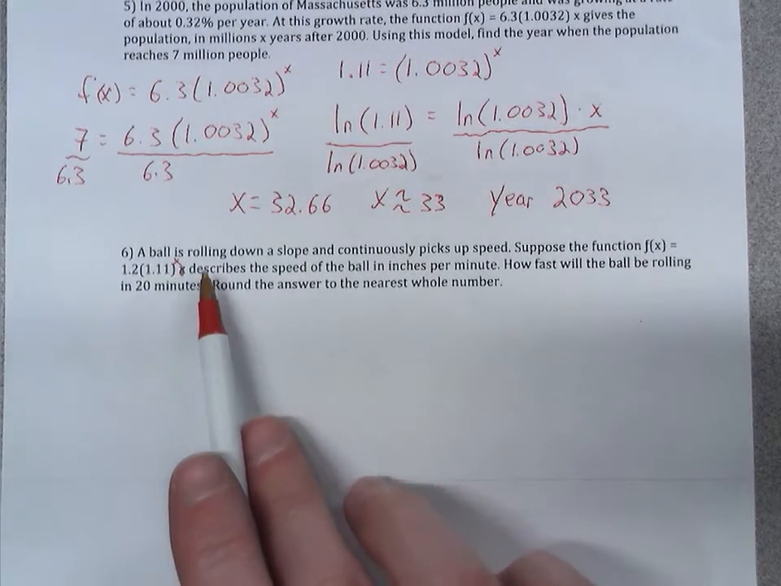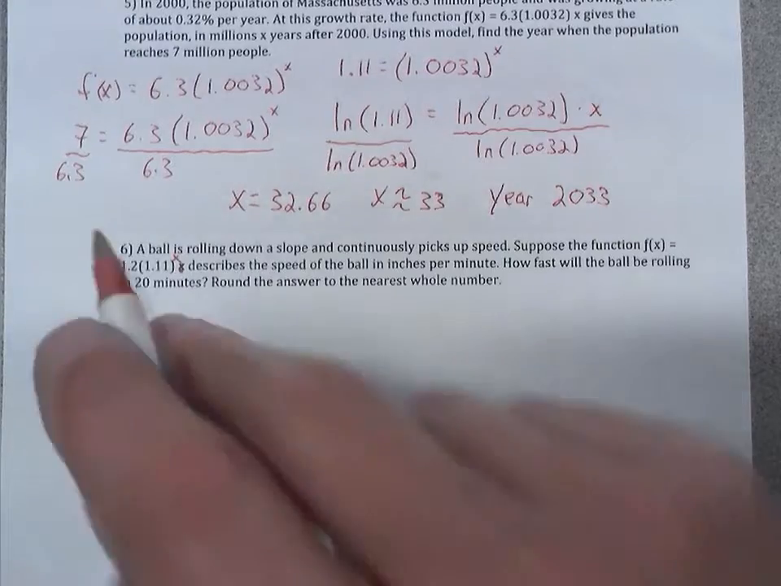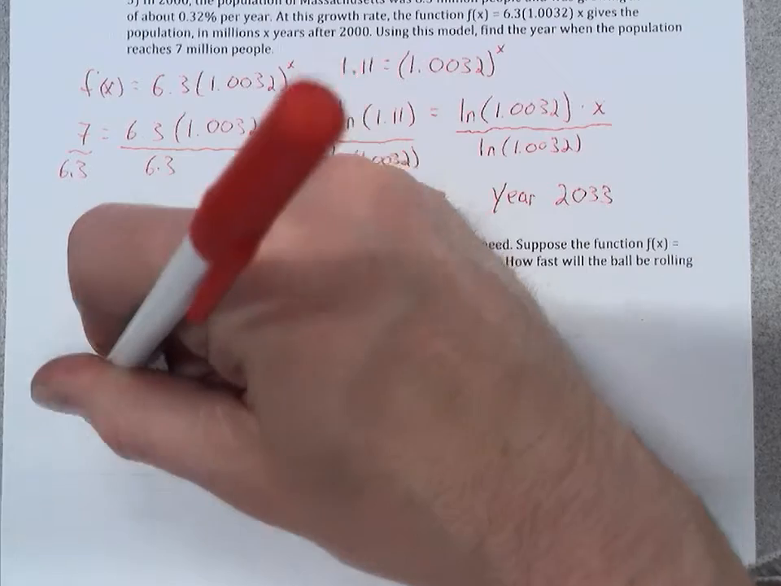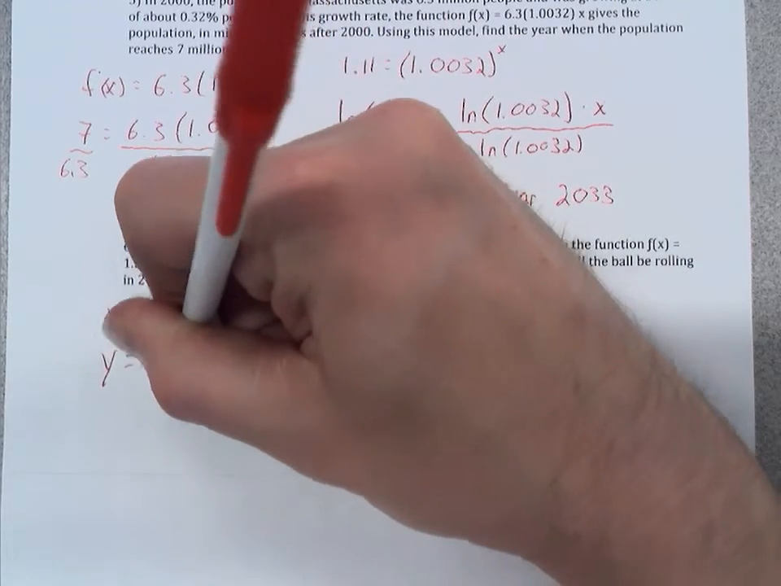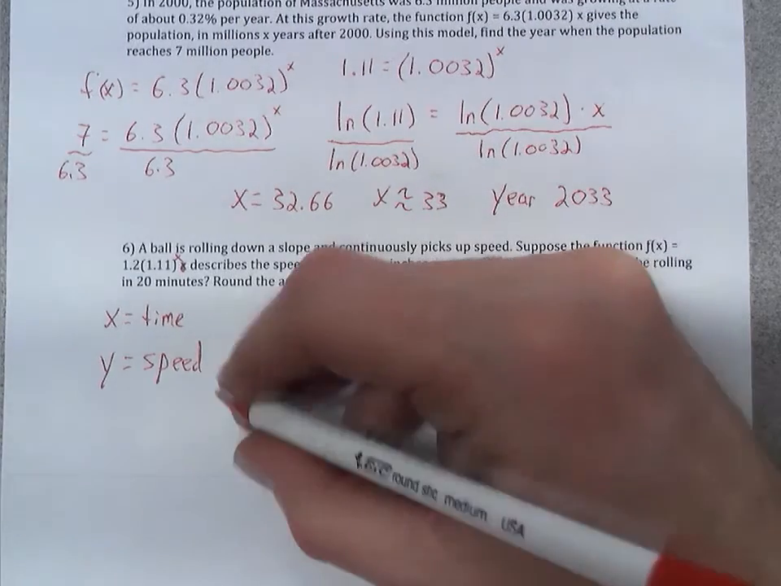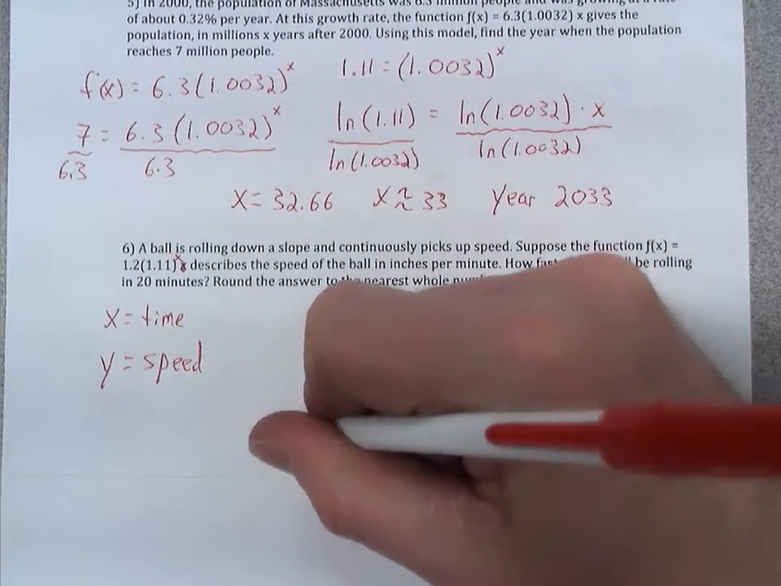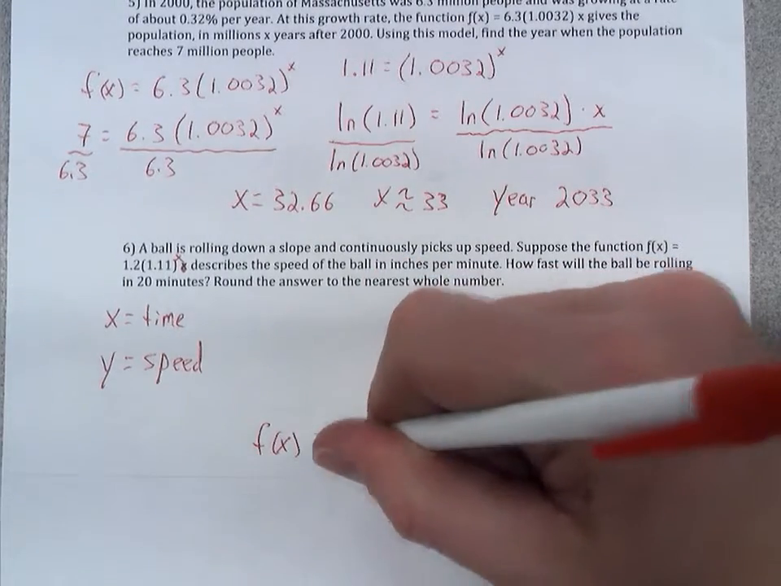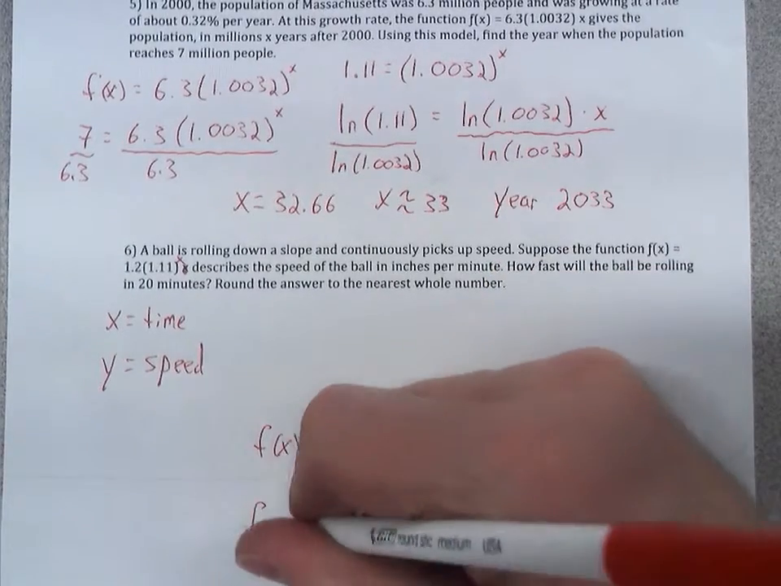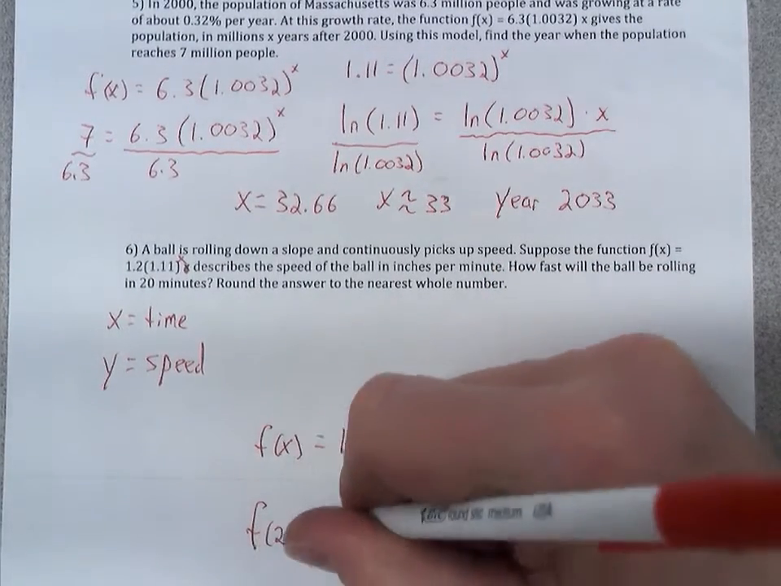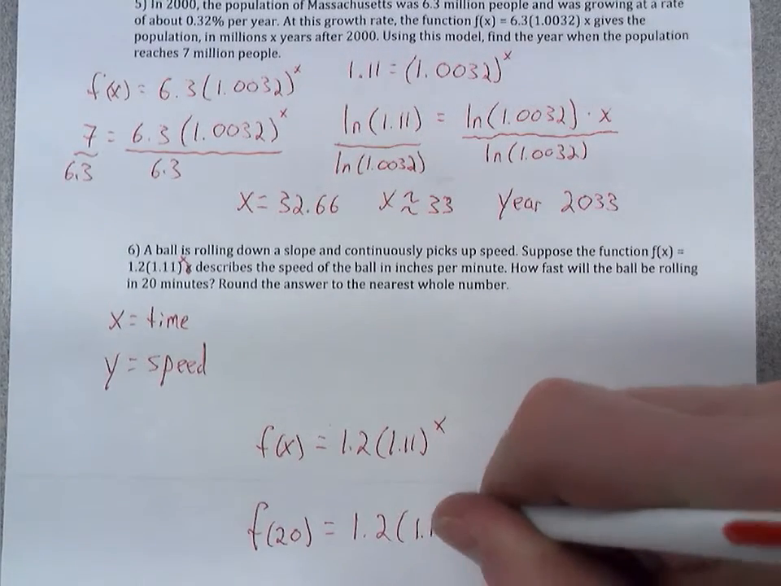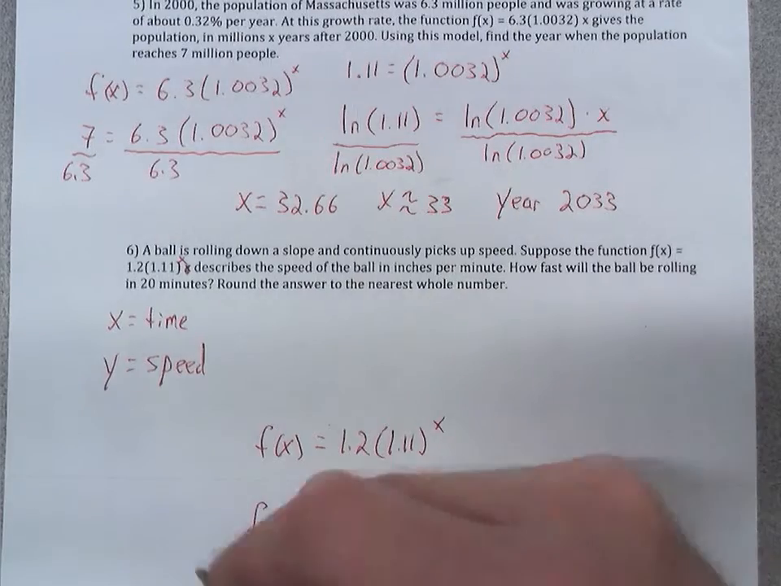Since we're talking about the speed of an object over time, that means x is time and y is speed, which is a pretty typical relationship. So that means if we're using our equation, f of x equals 1.2 times 1.11 to the x power, we want to find f of 20, which is going to be equal to 1.2 times 1.11 to the 20th power.